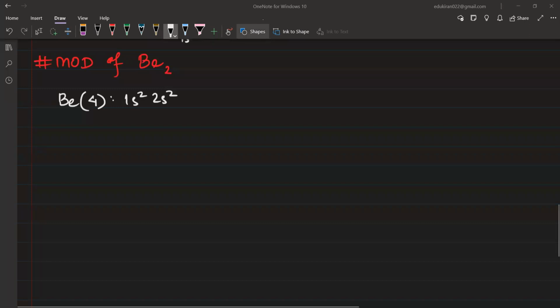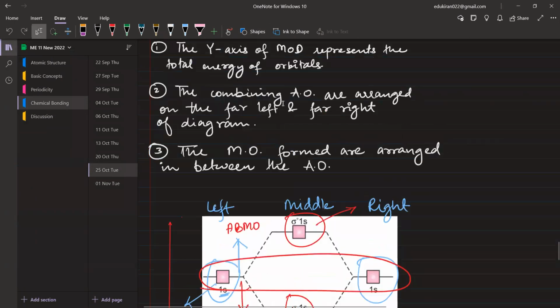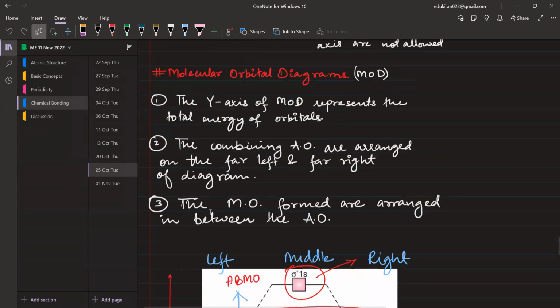First of all, the y-axis gives me energy, correct? Iram, can you keep your mic on? Now, you read this point. I wrote all of these points, you read them. Molecular orbital diagram: there are only 3 steps. Y-axis shows the energy. Combining atomic orbitals are arranged on the left and far right of the diagram. Right?